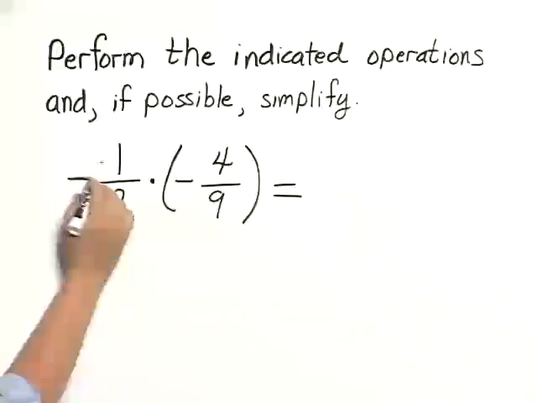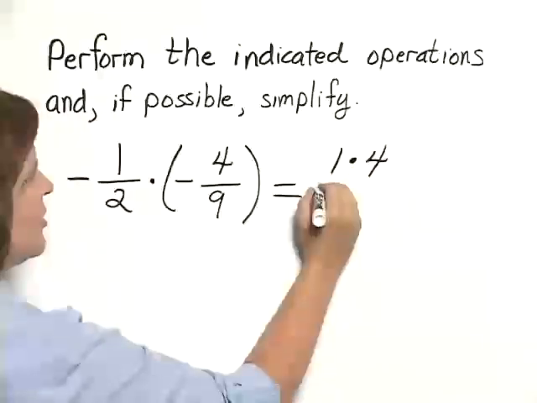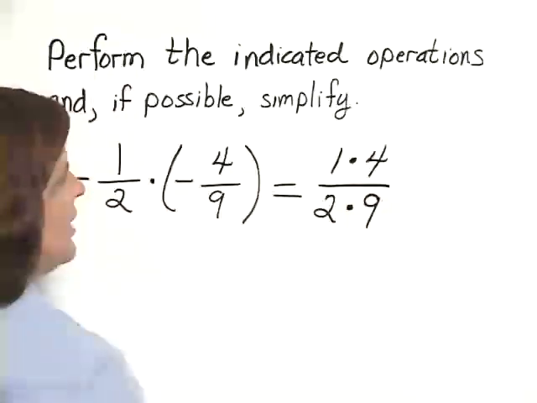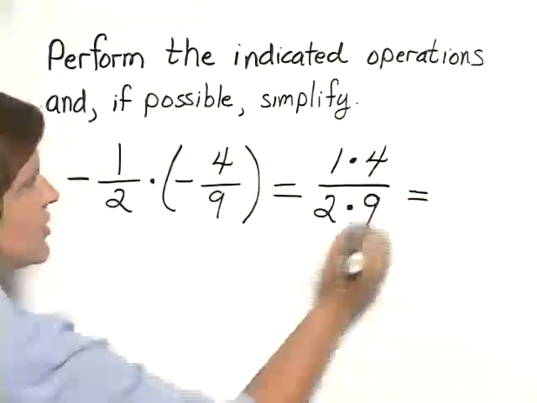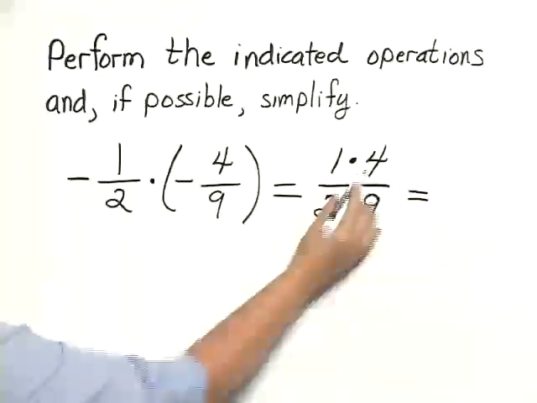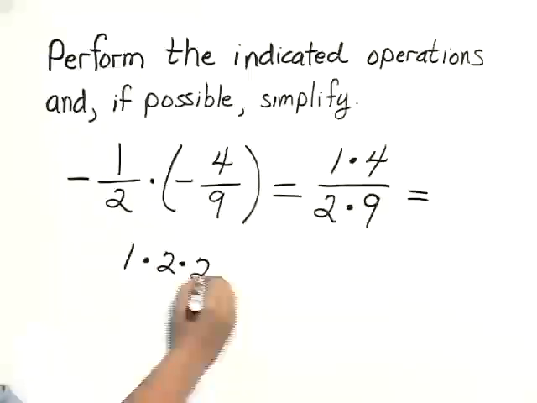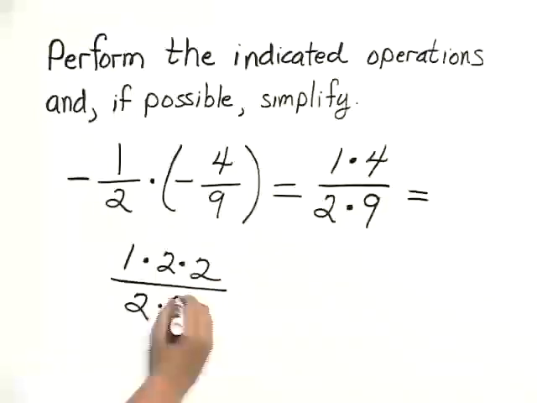When we multiply fractions, we multiply numerators, and we multiply denominators. Now I could carry out this multiplication, but I'm going to be able to simplify it, and it'll be easier if I just factor at this point. I can factor 4 as 2 times 2. In the denominator, I could factor the 9, that's 3 times 3. If I wanted to, I can go ahead and do that.